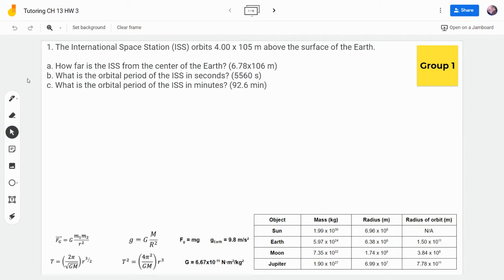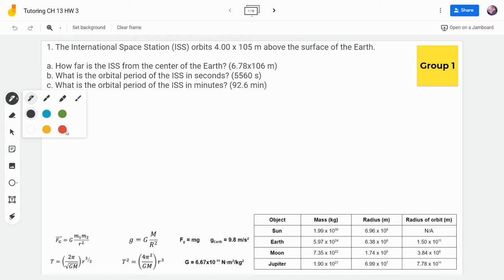This is Chapter 13, Homework 3, Problem 1. So the ISS, the International Space Station, orbits 4.00 times 10 to the fifth meters above the surface of the Earth. So part A, how far is the ISS from the center of the Earth?